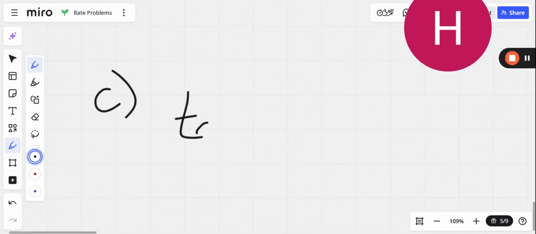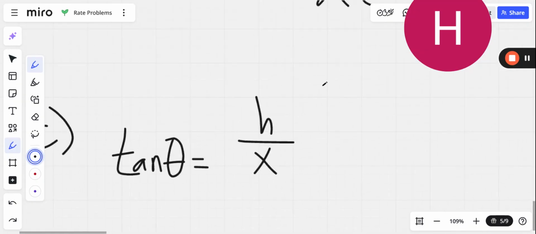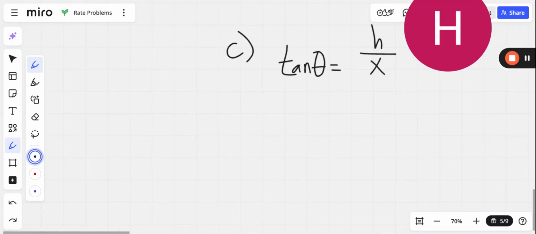So we can say tan theta, of course, is equal to the h, the height, over the adjacent, which is the x. So what we're looking at here is how this angle is changing. Maybe I'll draw a little diagram.